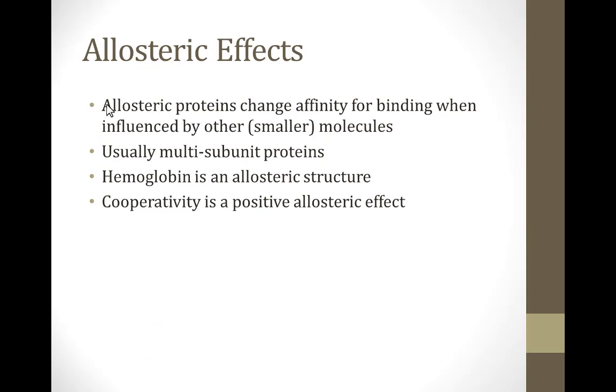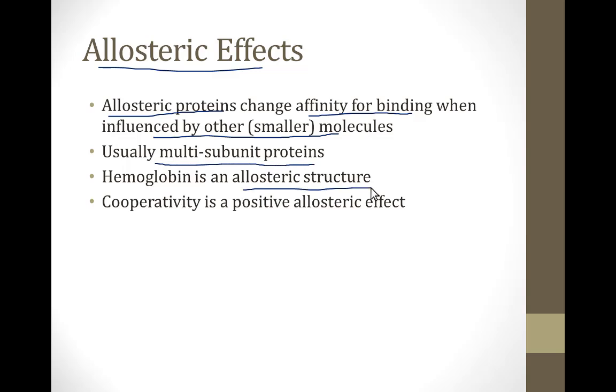Cooperativity is an example of an allosteric effect. An allosteric effect is a shape change of protein, and allosteric proteins can change their affinity for binding by changing shape when they get influenced by other smaller molecules. There are a number of allosteric proteins. Most of them are like hemoglobin. They're multi-subunit proteins all sort of stuck together. So hemoglobin is an allosteric structure, and cooperativity is called a positive allosteric effect.